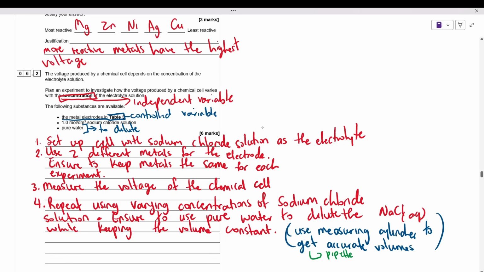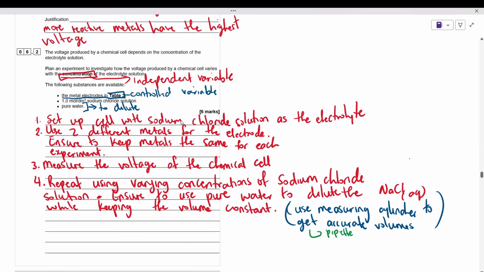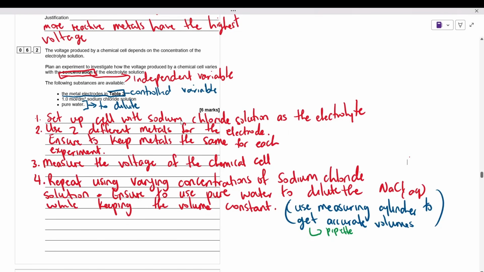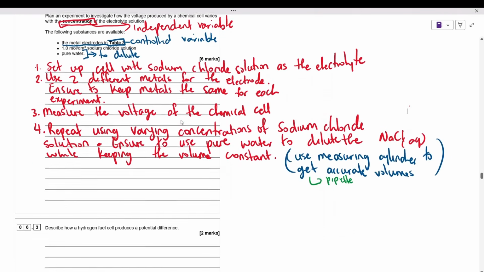It's not a really difficult one, right? It's just for you to put those key things together, ensuring that in your method you've identified what you're going to be controlling, what you're going to be measuring, what you're going to be changing. Just having those set in this method. All right, this was a very decent 6 marker, very nice 6 marker.